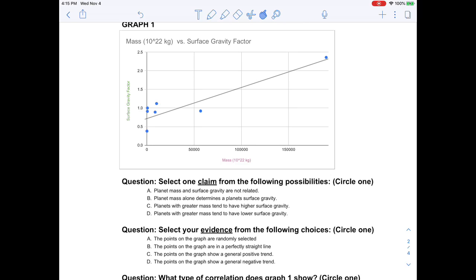The dot up here that's at the highest point all the way to the right is Jupiter, and the dot that is at the lowest point on the left, that's Mercury and Mars. They have the same surface gravity factor, and on this scale, their mass shows up at the same spot. So just to kind of give you an idea of what the different planets are. So if we look at this, we can see that this line is trending upwards.